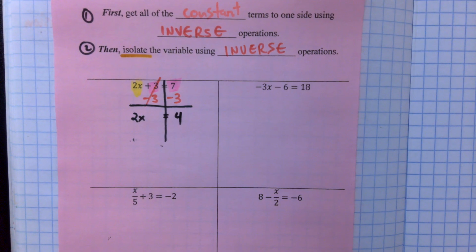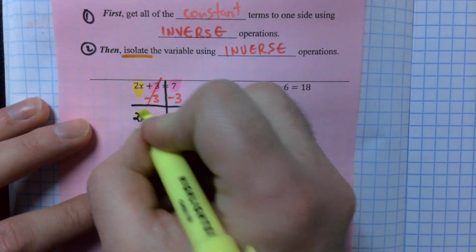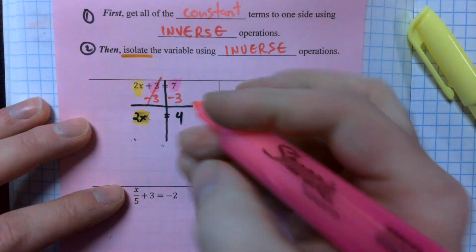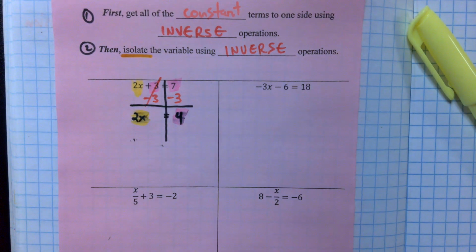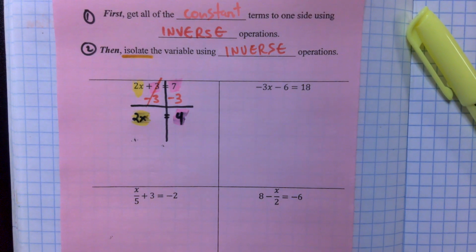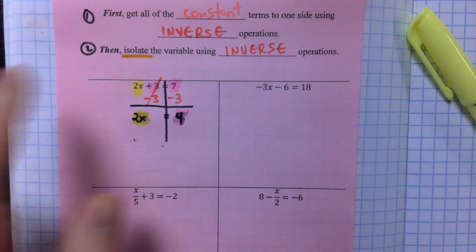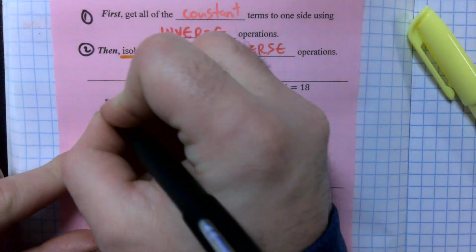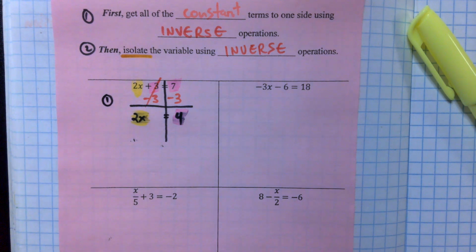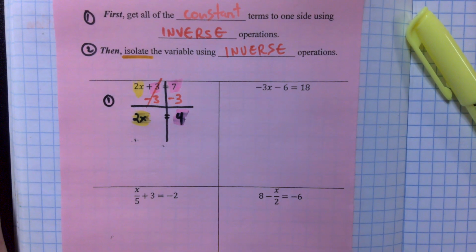Everybody with that step 1? Yeah? So now I've got a variable term in 2x. I've got a constant term in 4. That was my step 1, bringing the constant over to one side. Step 2 says I'm going to isolate the variable.